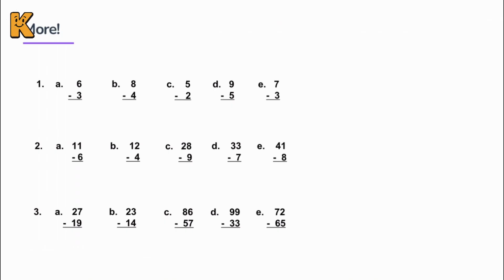So at this point, again, we do have more examples. 6 subtracted by 3 is going to be 3. 8 subtracted by 4 is just the 4 itself. 5 subtracted by 2 is 3. 9 subtracted by 5 is just 4. 7 subtracted by 3 is 4.